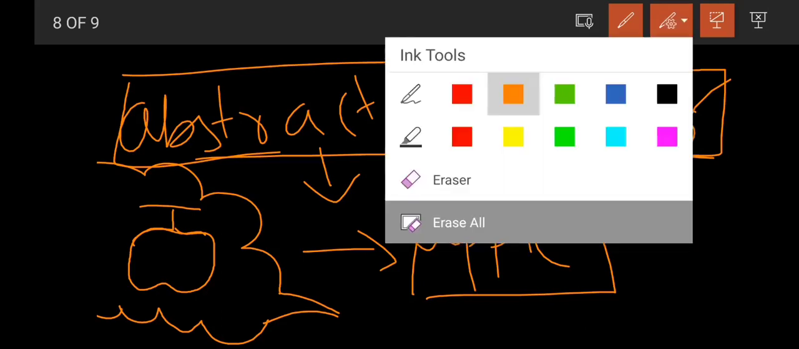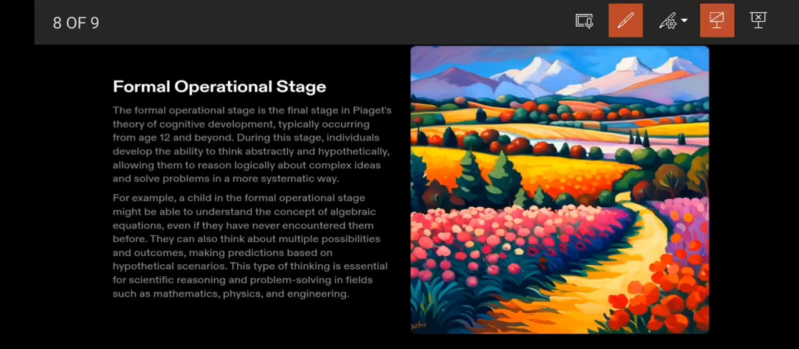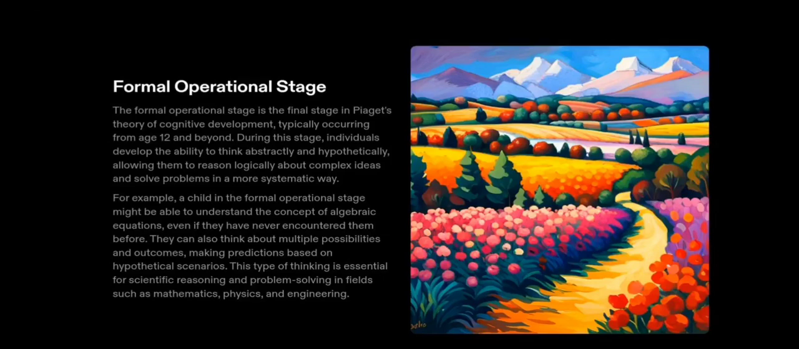In this stage the abstract thinking will develop in the child. This is the formal operational stage, and it starts from the age of 12 and beyond. Here the child can think logically. Hope you all understood this stage also. So now let us move to the next slide.